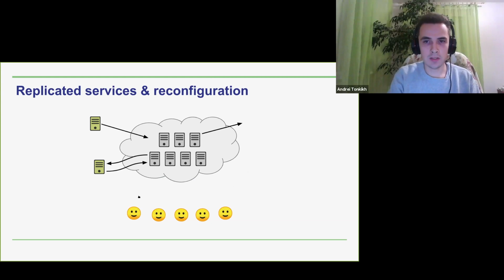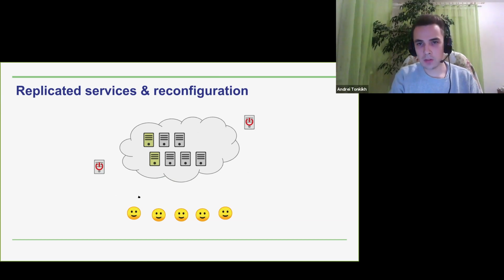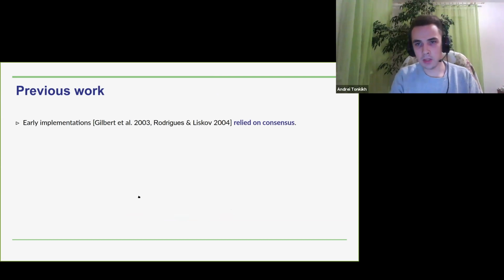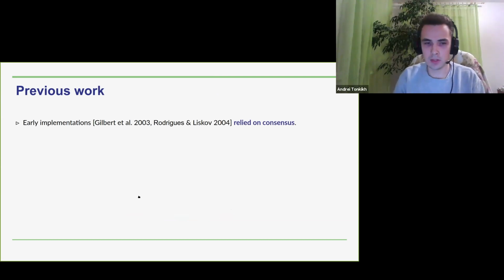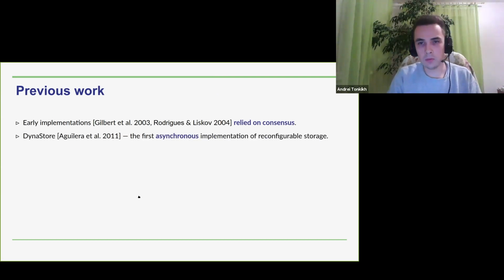However, in a long-running system, to maintain this assumption, the set of replicas must be adjusted. Replicas that are suspected to have failed should be removed from the system, and new fresh replicas should be introduced. This process is called reconfiguration. Early implementations of reconfigurable storage systems relied on consensus, but later it was discovered that replicated services that otherwise don't require consensus can be reconfigured in a purely asynchronous way.